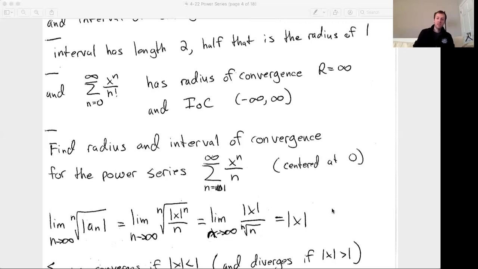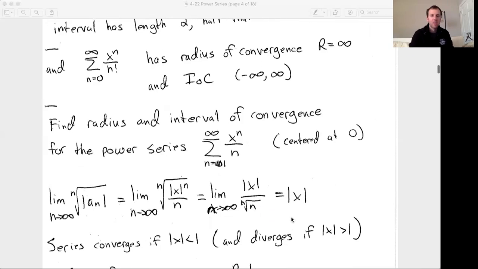And here we see that the root test says if this limit has absolute value less than 1, your series converges. If your limit is greater than 1, your series diverges. And if it's equal to 1, you don't know.